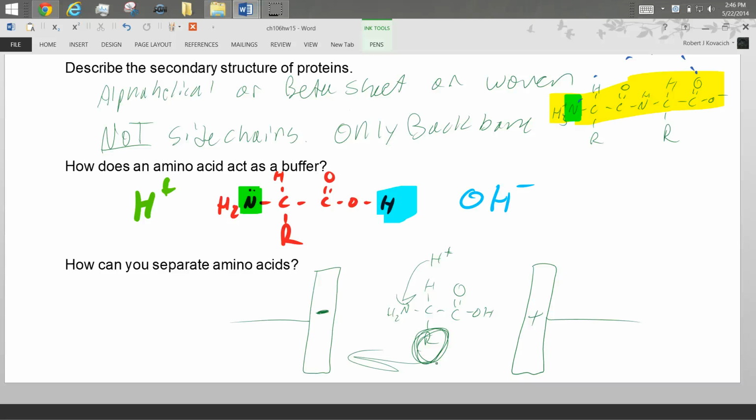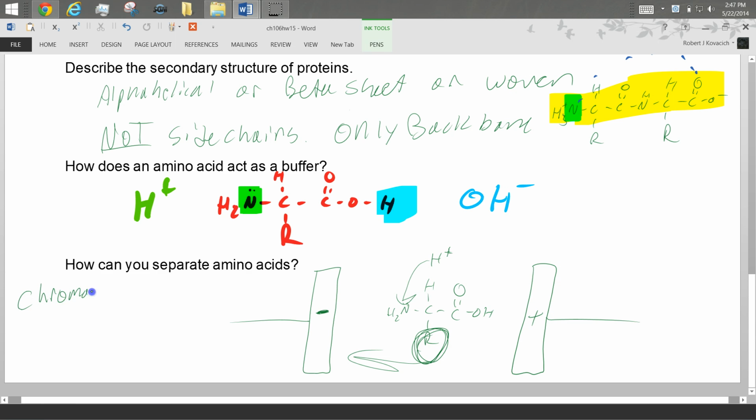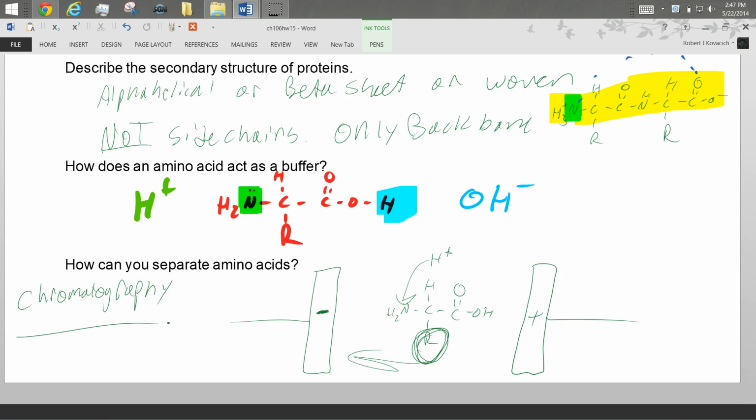The other way that this could be done would be... when did you guys do chromatography? It was like Chem 104, week 3. Piece of paper, put the dots on there, put it in a solution, they move through.